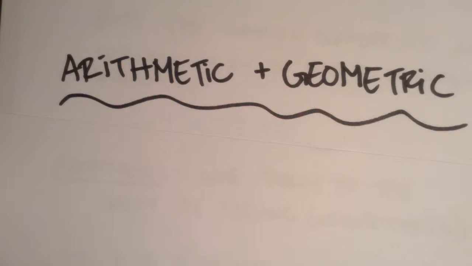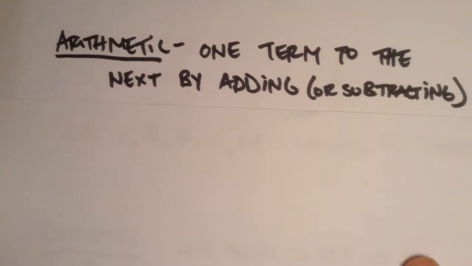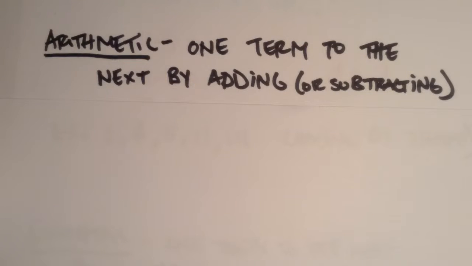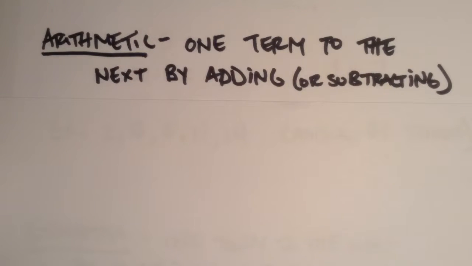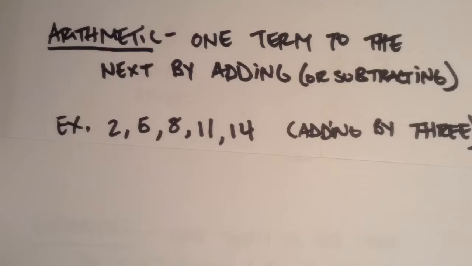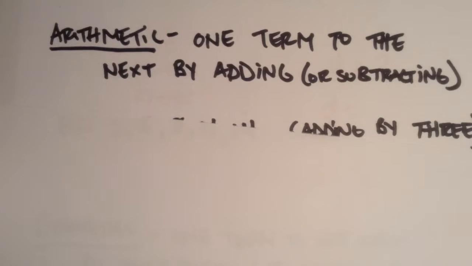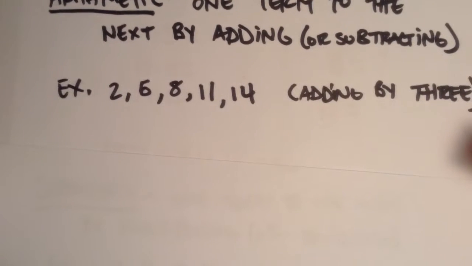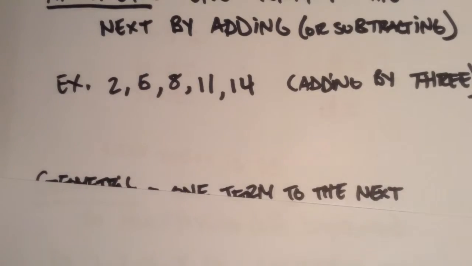The two simplest sequences to work with are arithmetic and geometric sequences. An arithmetic sequence goes from one term to the next by always adding or subtracting the same value. For instance, we have 2, 5, 8, 11, 14, and these are arithmetic. You can know this because you're adding by 3. You can see this here.